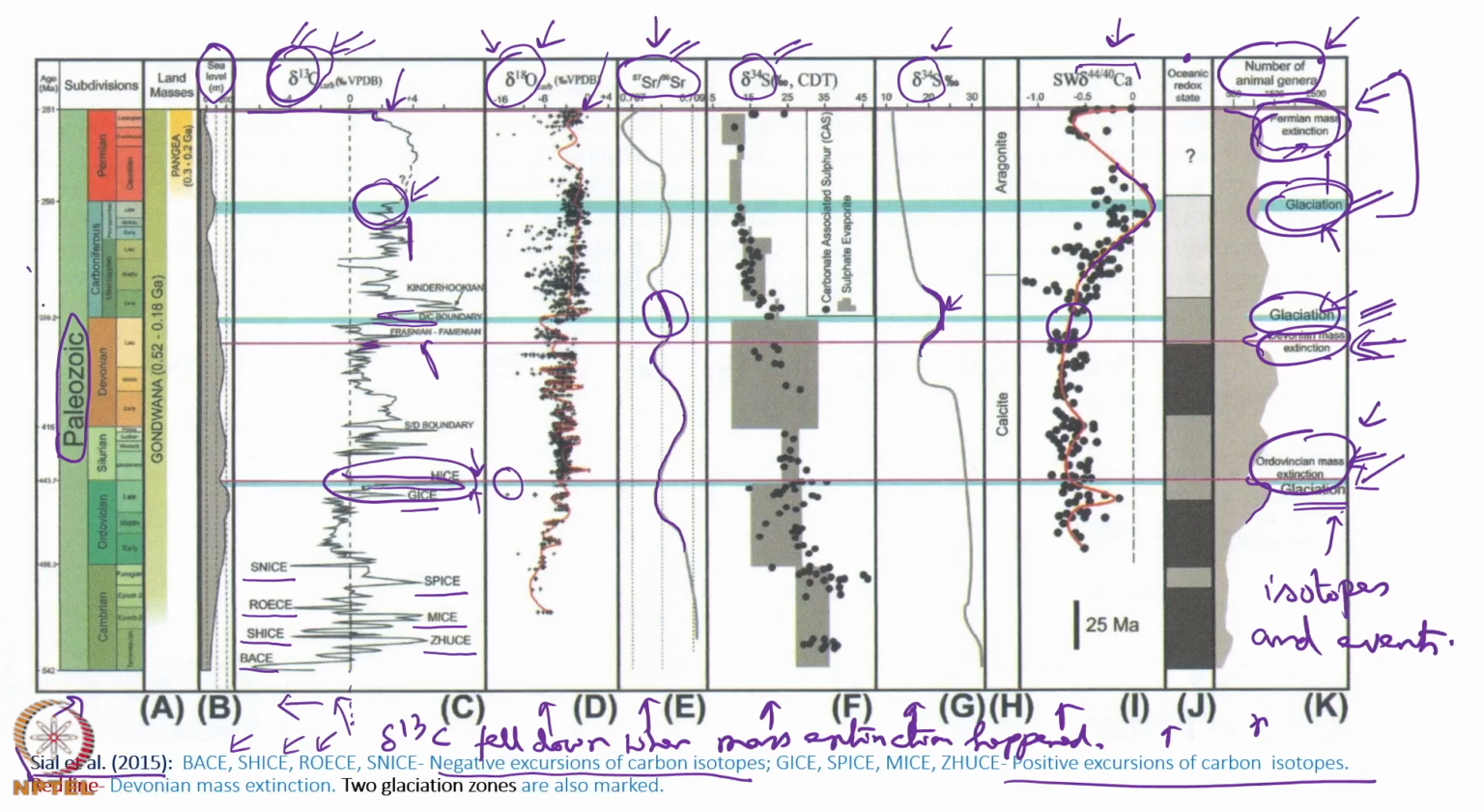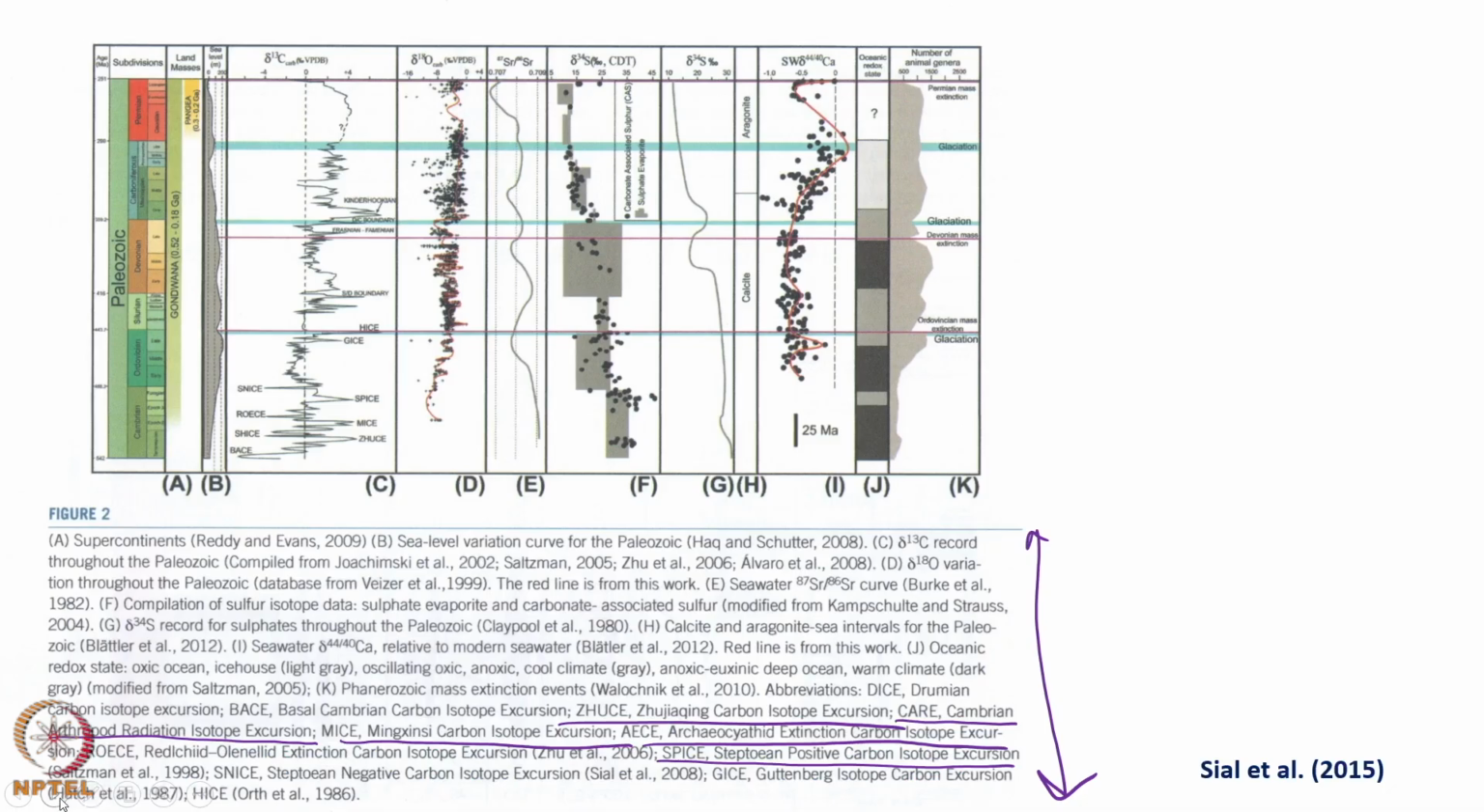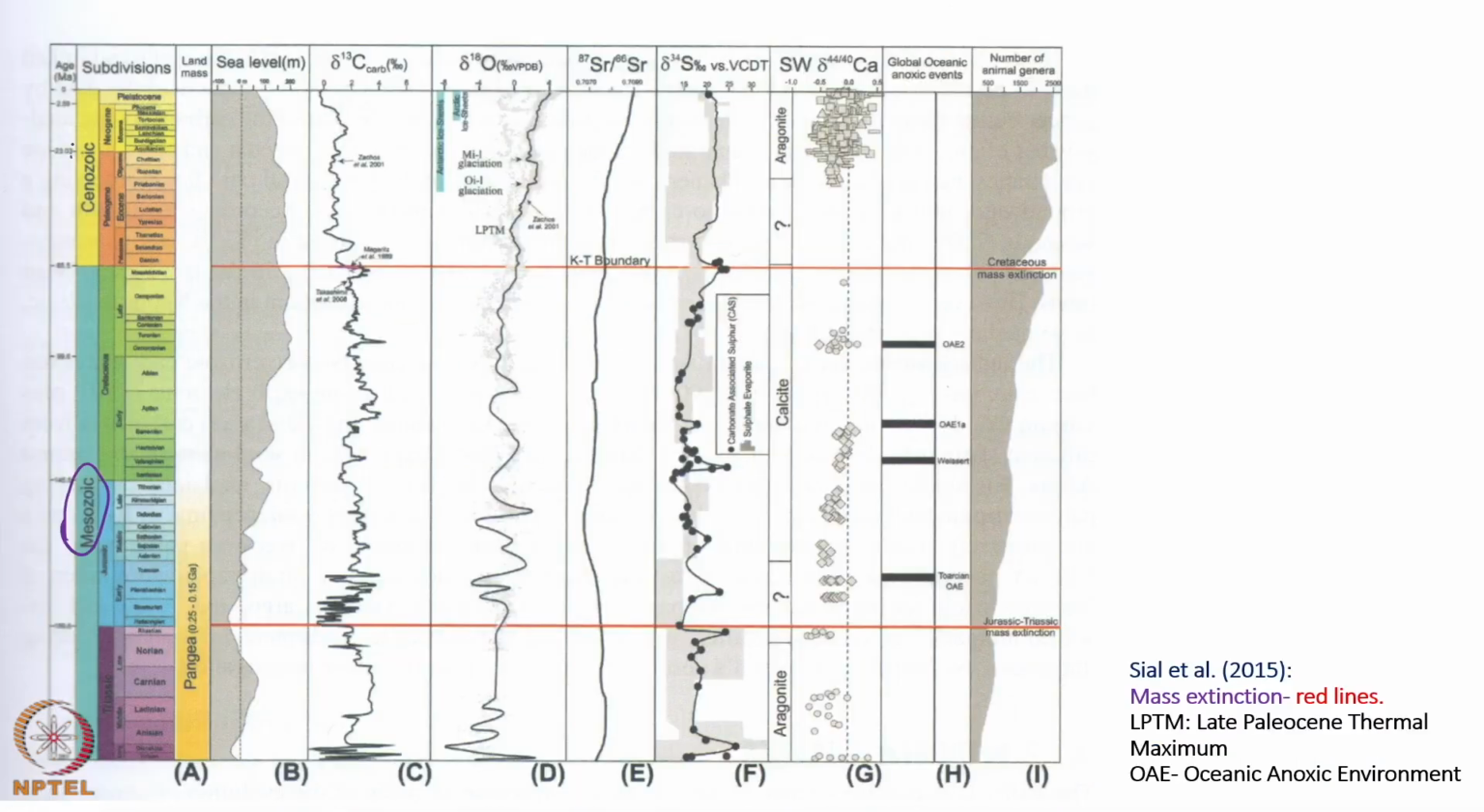Now that we have seen the Paleozoic world and the isotopes, let us see the Mesozoic and the Cenozoic time and how the curves behaved. Here we are getting the Jurassic Triassic mass extinction and the Cretaceous mass extinction. This is the time beyond which we do not see the dinosaurs, they got extinct. The sea level fluctuation is shown by this curve.